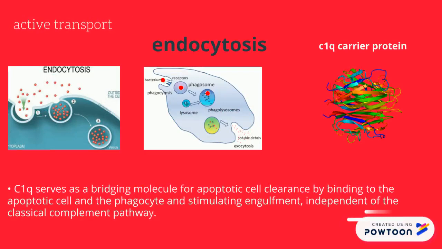Active transport of a neutrophil. In order for a neutrophil to undergo phagocytosis, a carrier protein called C1q is needed. C1q serves as a bridging molecule for apoptotic cell clearance by binding to the apoptotic cell and the phagocyte and stimulating engulfment, independent of the classical complement pathway.